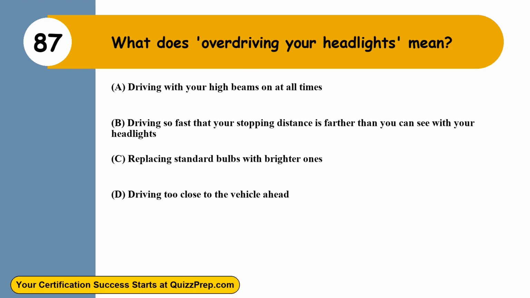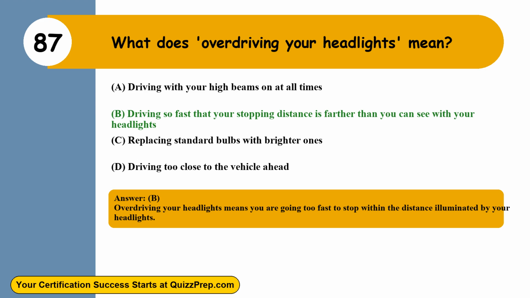Question 87. What does overdriving your headlights mean? Option A, driving with your high beams on at all times. Option B, driving so fast that your stopping distance is farther than you can see with your headlights. Option C, replacing standard bulbs with brighter ones. Option D, driving too close to the vehicle ahead. The correct answer is option B. Driving so fast that your stopping distance is farther than you can see with your headlights. Overdriving your headlights means you are going too fast to stop within the distance illuminated by your headlights.